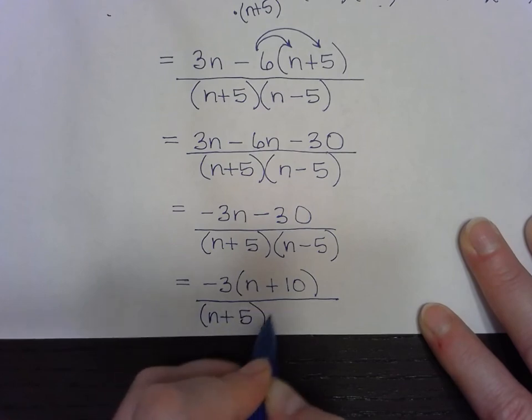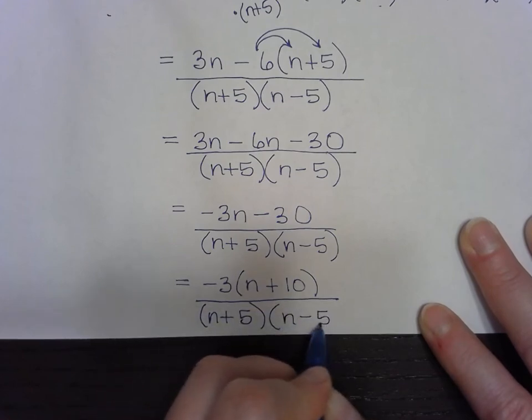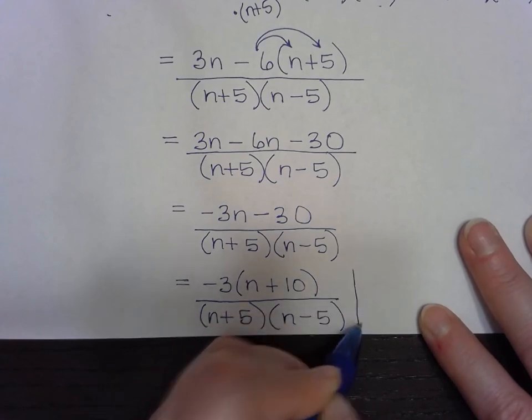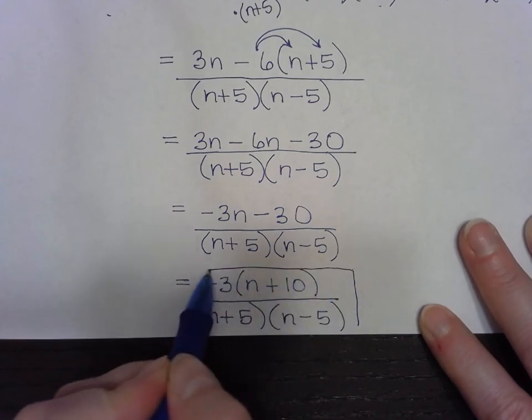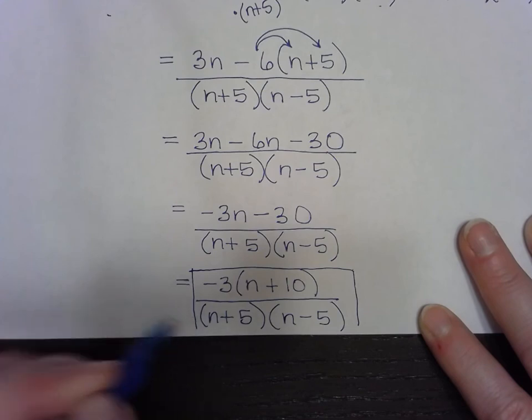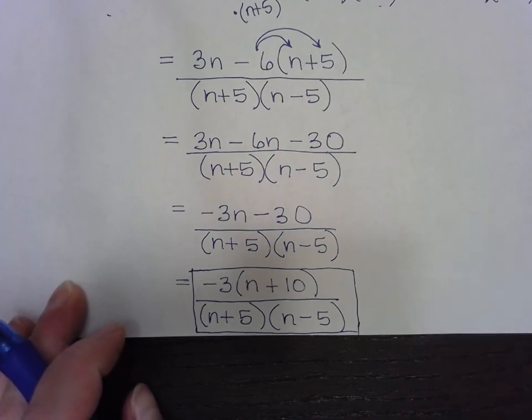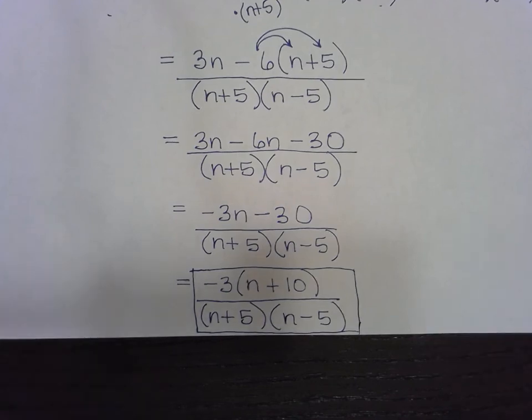I was really looking to see if I would get n plus 5 or n minus 5 so that I could cancel, right? But they don't match, so I can't cancel. So I didn't have to factor, but it is good to check. There are times when your final answer might need to be reduced. The only way to check for that is to factor.